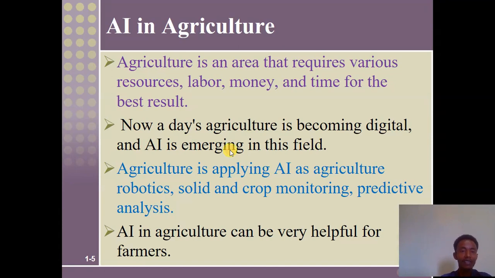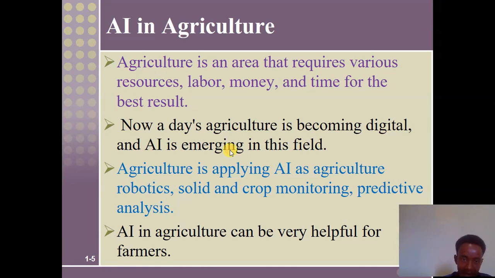So if you consider agriculture, it's an area that requires various resources, labor, money, and time for the best results in order to produce surplus production for one particular country or society in an advanced way of manufacture. Artificial intelligence is currently playing a fundamental role. Nowadays, agriculture is becoming digital, and artificial intelligence is also emerging in this field.